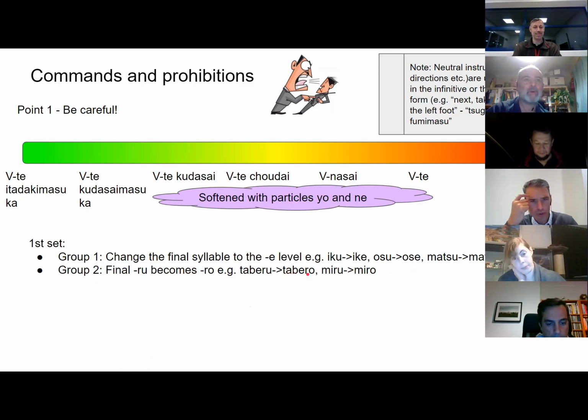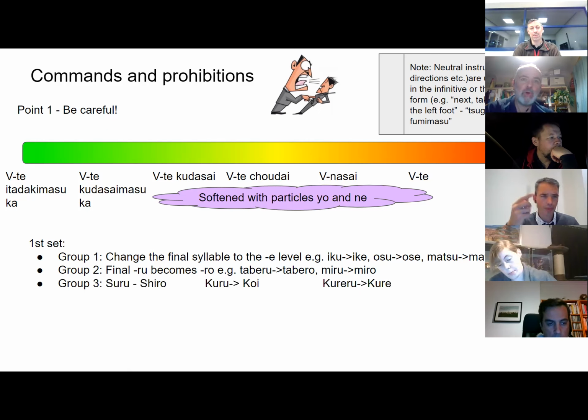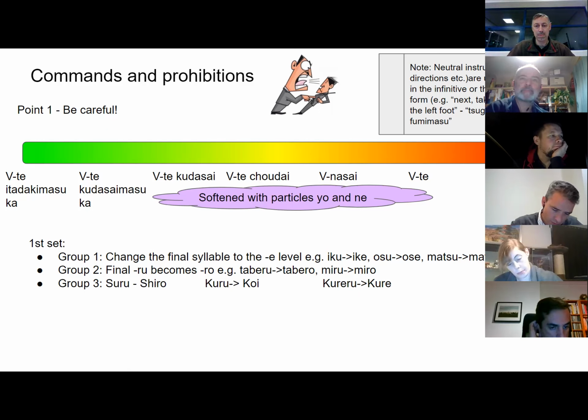Taberu becomes tabero. Miru becomes miro. We'll do some practice on these a bit later. So we've got final ru becomes ro. Group 3, we just have to remember these, I'm afraid. Suru becomes shiro. Kuru becomes koi. And kureru, to give, like give me, is actually a kind of irregular verb, and just becomes kure.